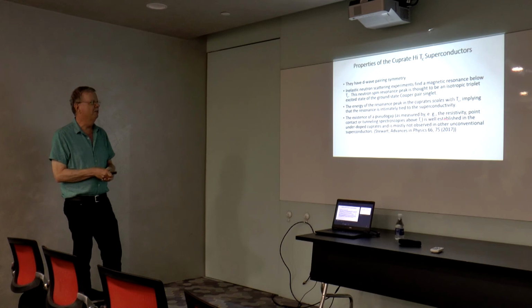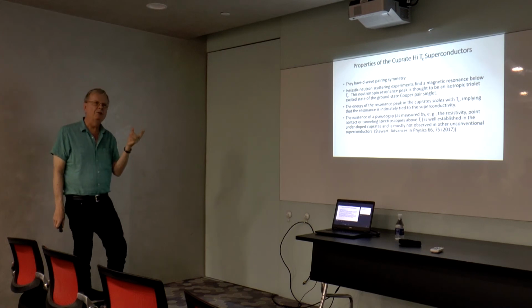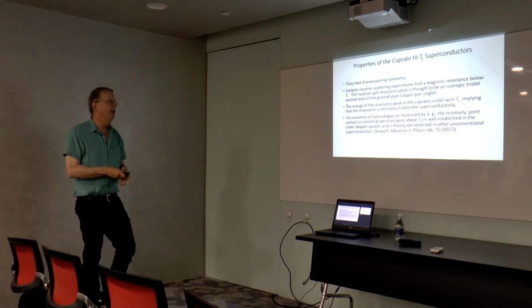Okay, the existence of a pseudo gap, as measured by lots of things, and we'll go through that, is a partial opening of a gap, not a full opening, a partial opening. So rather than getting all of the density of states at the Fermi energy gone, some of it goes away, and we'll see that. It is mostly not observed in other unconventional superconductors.